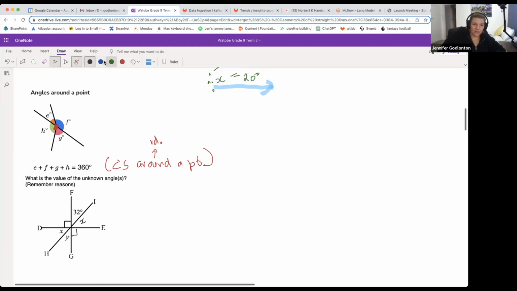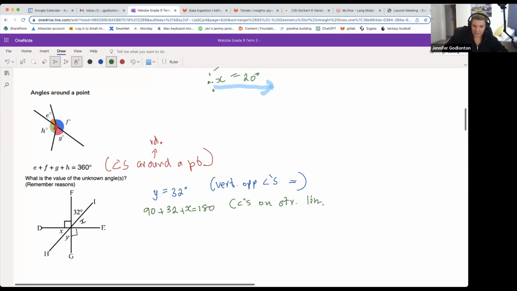So for those of you who have started by saying Y is equal to 32 degrees because of vertically opposite angles, that's great. Okay, I'm seeing another solution popping in by saying 90 plus 32 plus X equals 180. Angles on a straight line. Great, I like it.